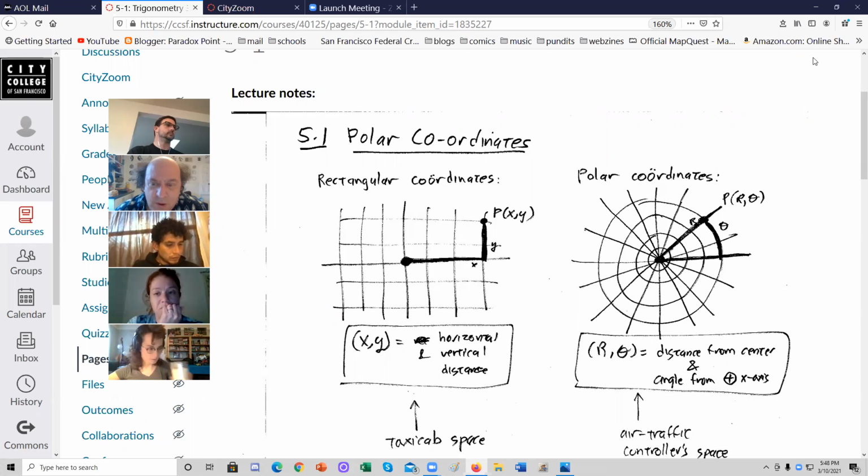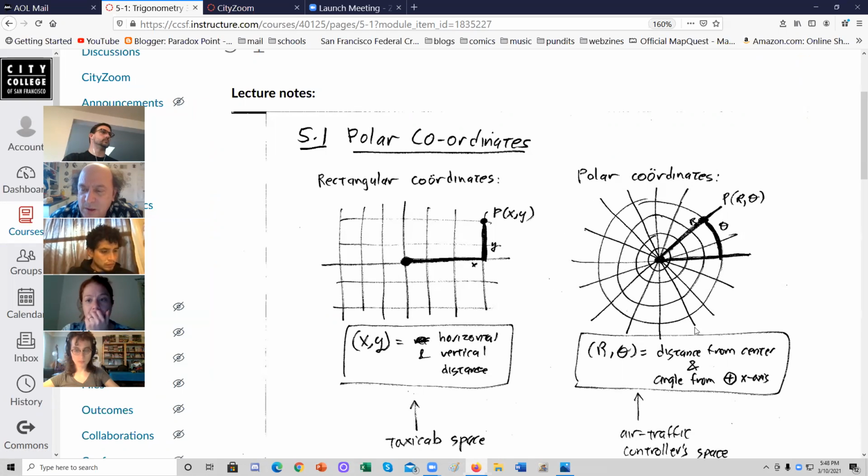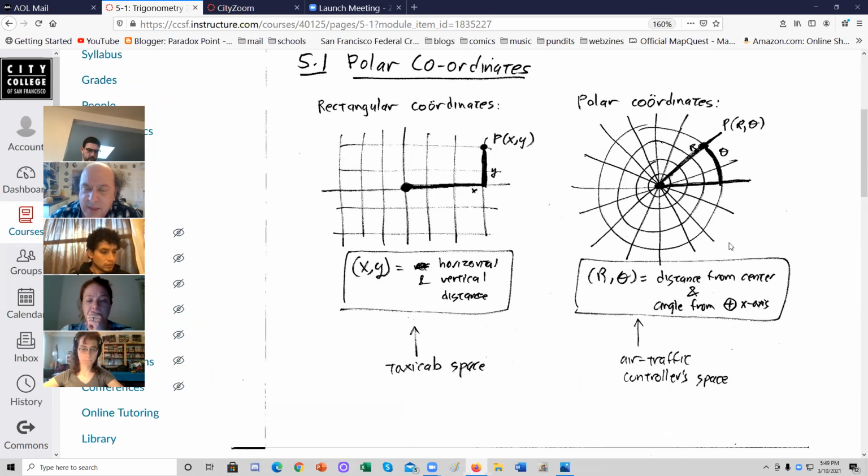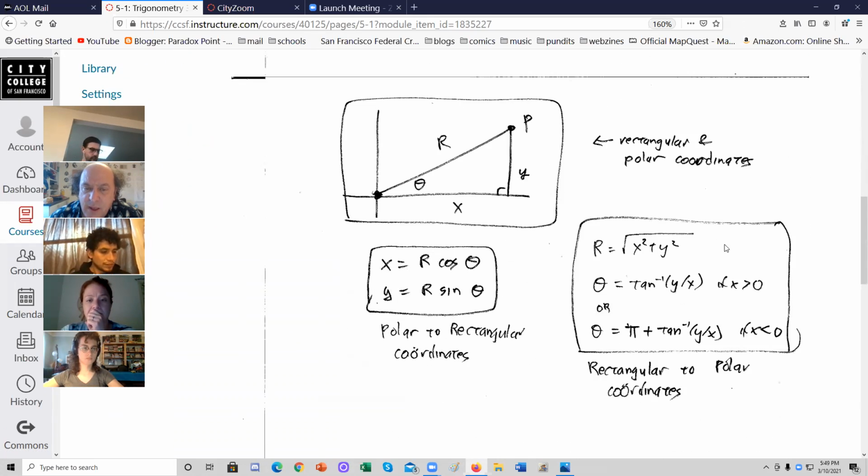Now the other one, polar coordinates, I call air traffic controller space because it looks like an air traffic radar grid. Here, the circles denote constant values of r, the distance out from the center. And these radial lines correspond to different values of theta, the angle you make from the positive horizontal axis. So r by theta is out a distance r at an angle theta from horizontal to the right. So all right, now here's a point given in rectangular coordinates x by y and polar coordinates r by theta.